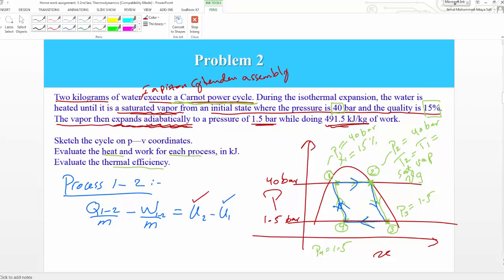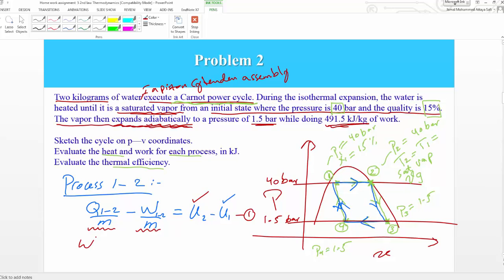U2 is also defined, because state 2 is fully defined. Now, do I know anything about Q? No. So I don't know this, and I don't know this. So I have two unknowns. So I need another equation that can help me in finding one of them at least. So this we can wait a little bit with.